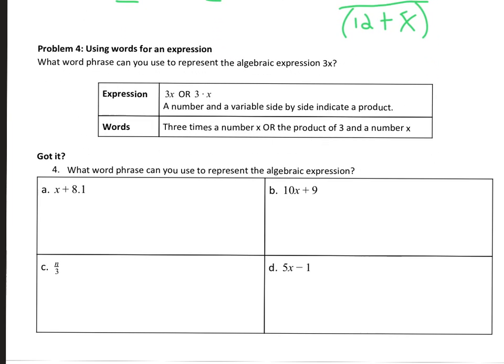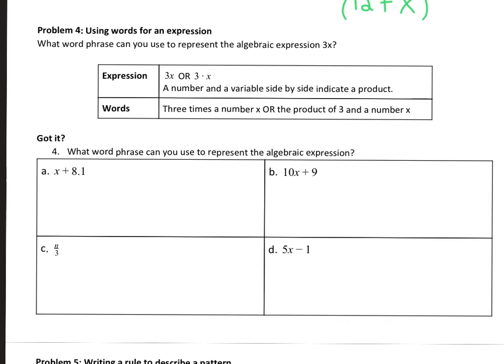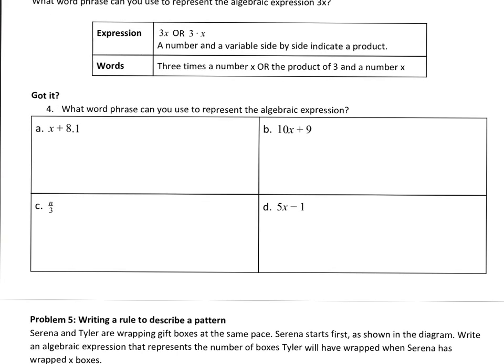Problem 4, using words for an expression. These are a little more open-ended, right? So translating from algebra to words. The next example, what's a word or phrase you can use to represent these? The way I read this is the way I would write it. X plus 8.1. I'm okay with that. Totally fine. The sum of x and 8.1, fine. 8.1 more than a number x, great.